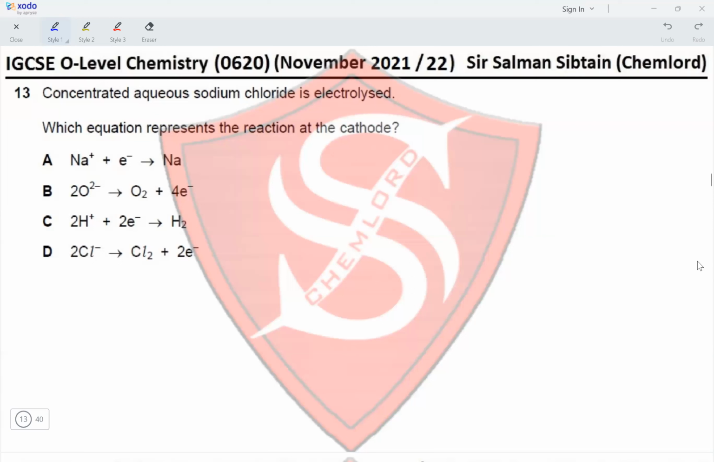So this eliminates options A, B, and D automatically, because the species present are not hydrogen ions or hydrogen gas. Option C has two H positive ions accepting 2 moles of electrons producing hydrogen gas, making option C the correct option for this question.